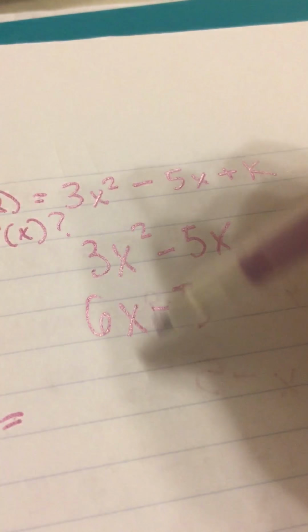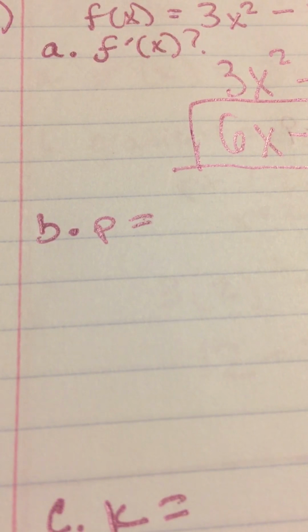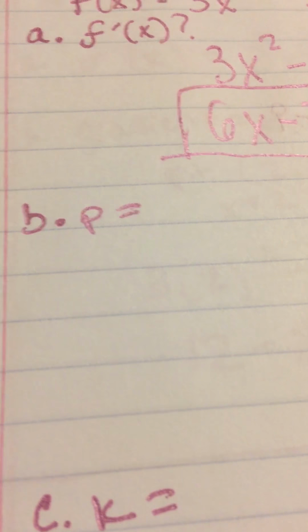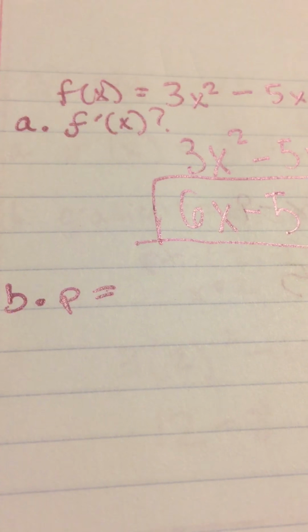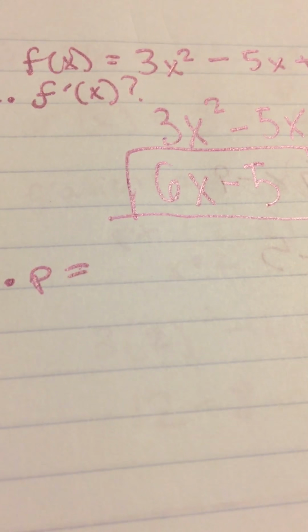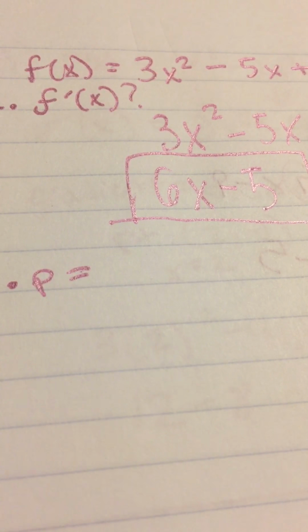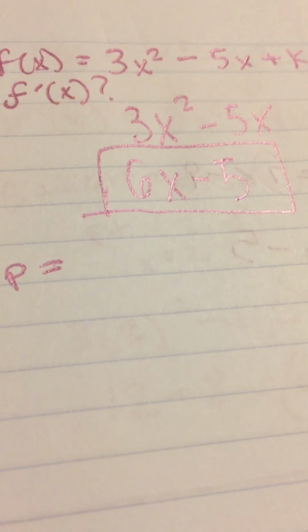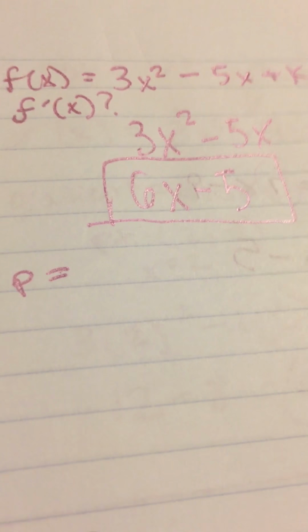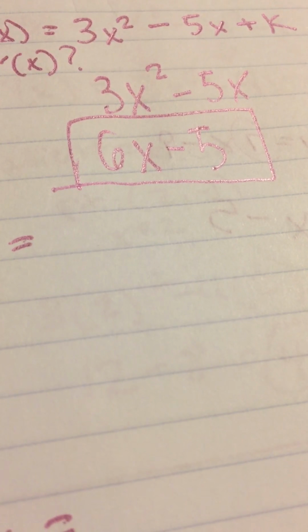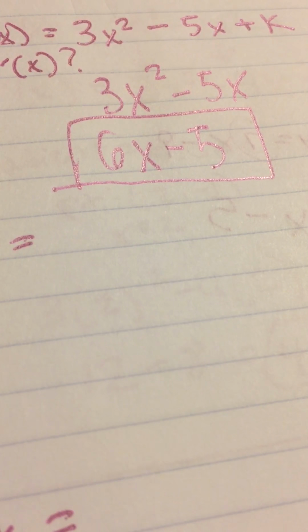Now we move down to parts B and C. They give you some new information to say that the equation of the tangent to the graph of f at x equals p is y equals 7x minus 9. They want you to find p. Basically, they want you to figure out when the derivative is worth 7, because you have y equals 7x minus 9.